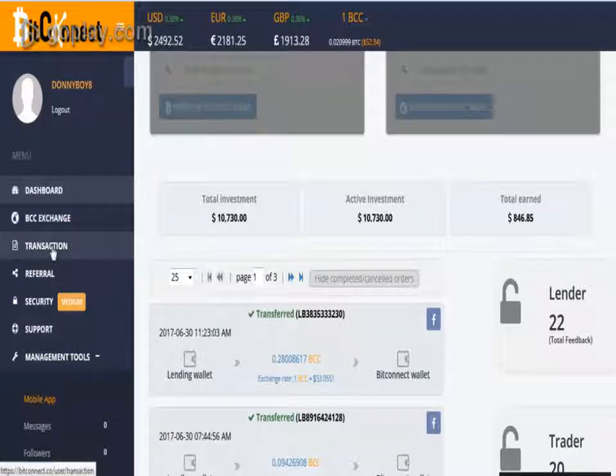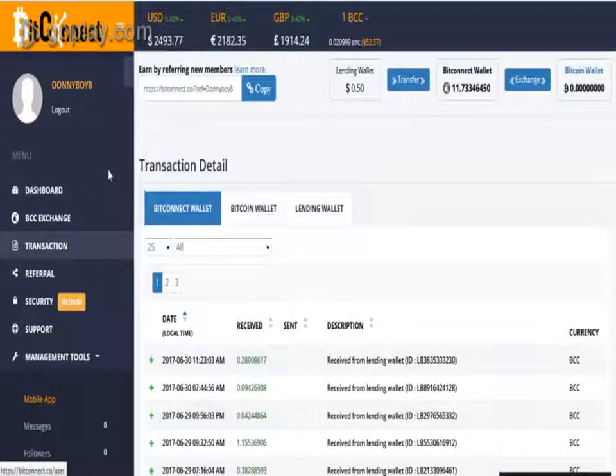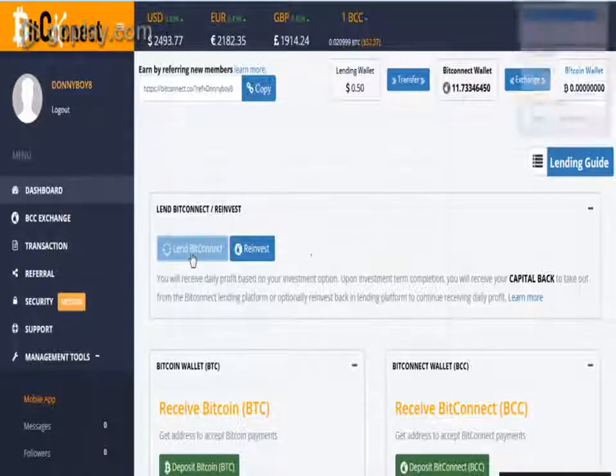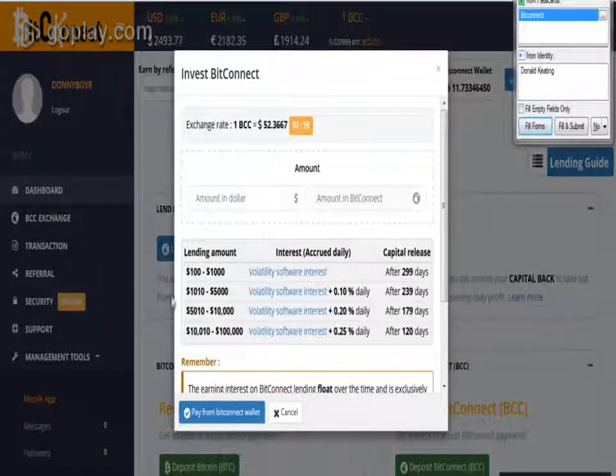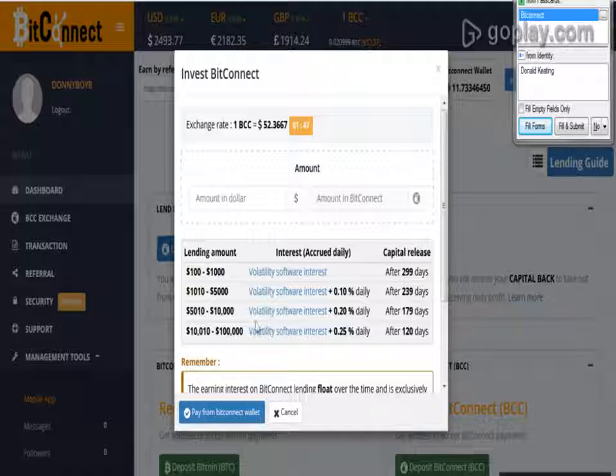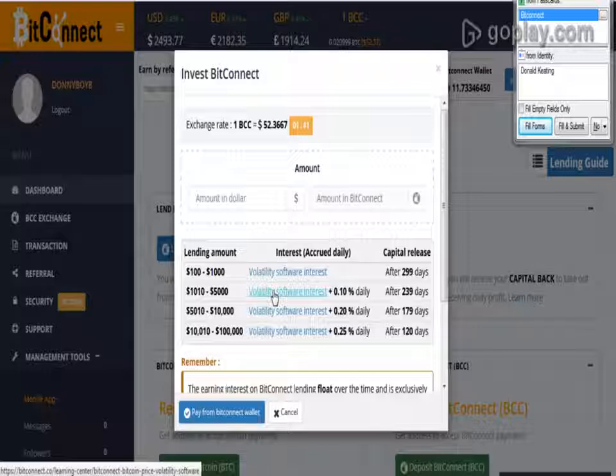I wanted to run through an Excel spreadsheet that I have. I did one earlier for a $100 initial investment, and I wanted to do one now for if you wanted to invest more. But just to show you right now, if you do the $100 to $1,000, you will get just the daily interest rate, and you'll get your money back, your initial loan amount, in 299 days. If you do 1,010, which I'm going to show you now, to 5,000, you will get the daily interest rate plus a bonus that's guaranteed at 0.1. You get your money back a little quicker at 239 days.